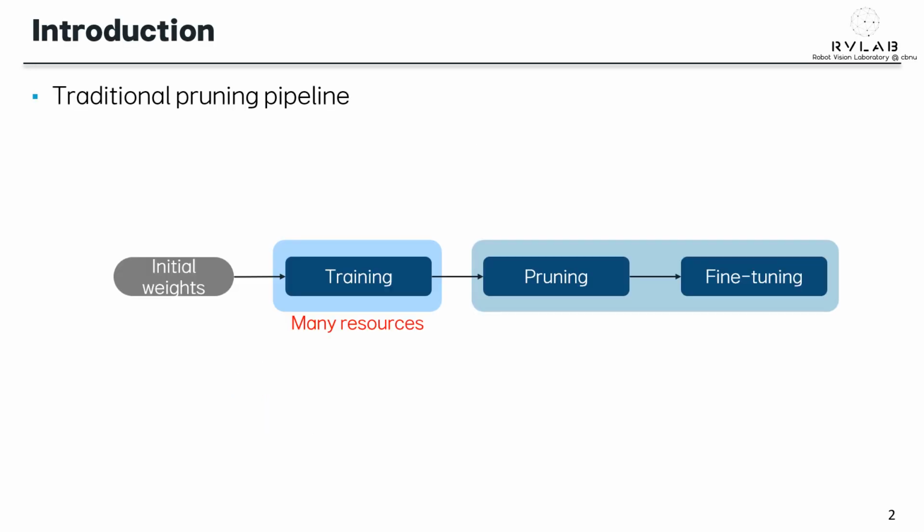Before we move on to our method, let's outline a traditional pruning pipeline. We initially train a large network starting with initial weights. After completing this training step, a pruning method is applied to determine less important channels. Afterwards, the pruned network goes through a fine-tuning process to recover the performance loss that occurred during the pruning process. However, the process of training a large network takes a lot of time and resources to achieve convergence.